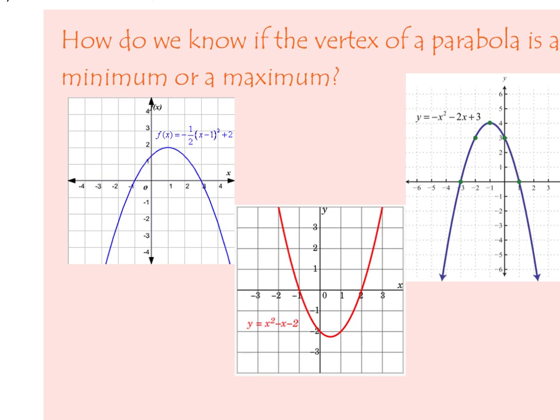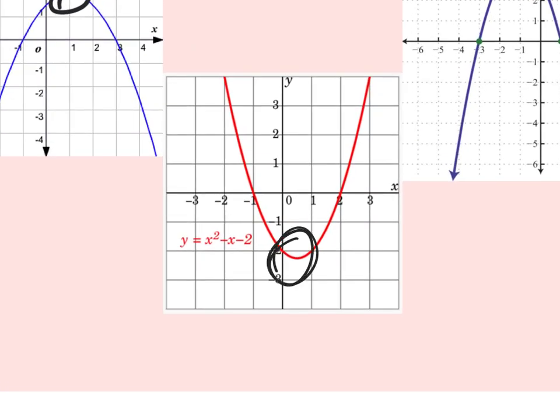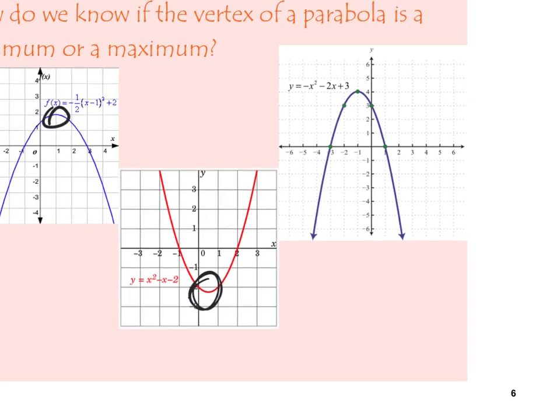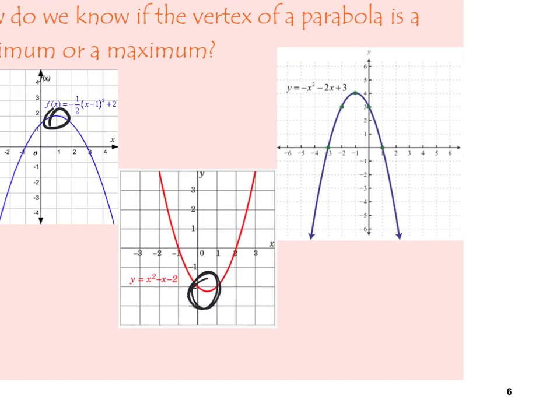This is not too tough. That is called a maximum. What do you think the red one has? A minimum. What do you think this blue one on the end has? A maximum. All right, so how do we tell if it has a maximum or a minimum? Well, based on if the parabola was one way, you have a minimum, and if the parabola is the other way, you have a maximum.